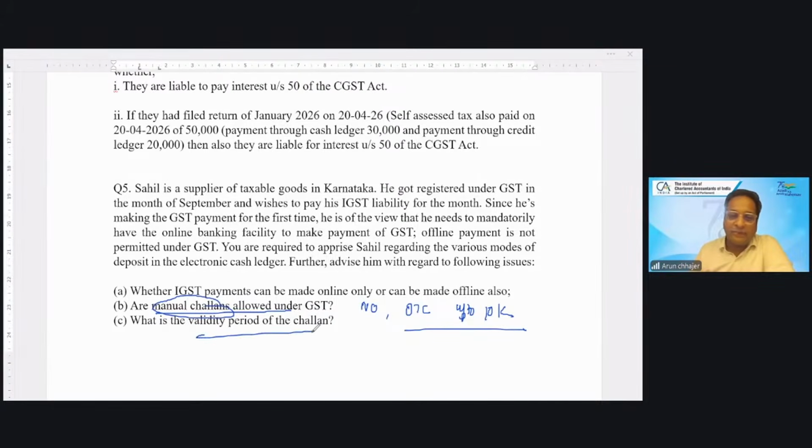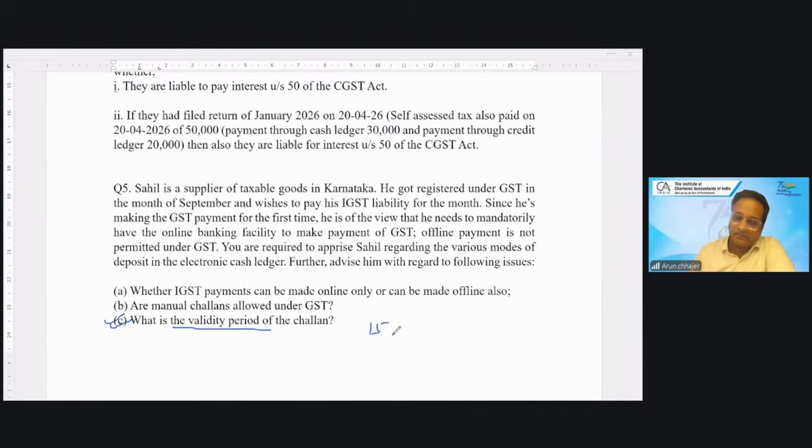What is the validity period of the challan? You all have given the answer. एक बार quickly answer करना. What is the validity period of the challan? Per day, per challan है, per challan. So what is the validity period? 15 days. Absolutely correct.